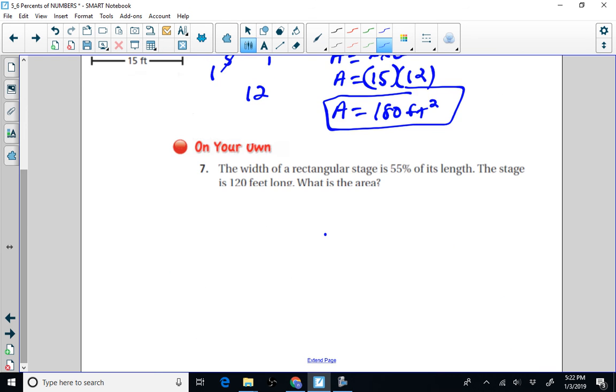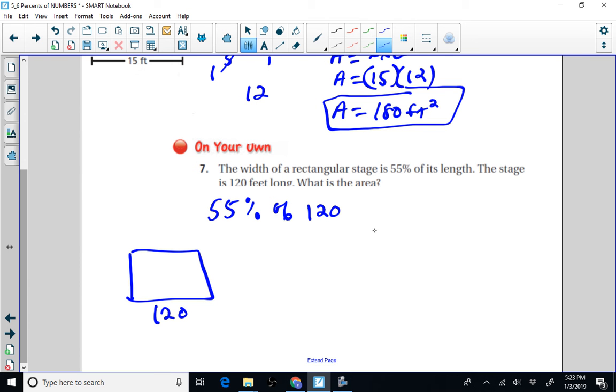Right, the on your own problem. It says the width of a rectangle is 55% of its length. The stage is 120 feet long. What's the area? Well, first we have to find 55% of the 120, right? If I'm looking at a picture here, this is 120. We need to find the width, right? That's going to be 55% of 120.